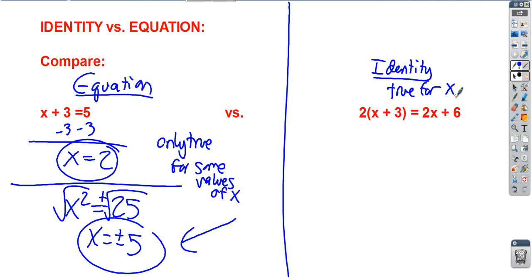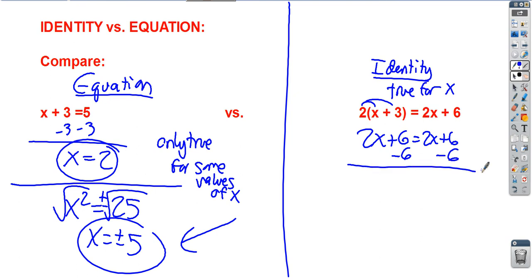And let's prove that. Basically, identity means that the left side and the right side are identical, or they're the same as each other. So if I took the 2 and distributed it, I get 2x plus 6 equals 2x plus 6. Let's subtract 6 from both sides. We get 2x equals 2x. Divide by 2, and we get something that's identical. x is equal to x.